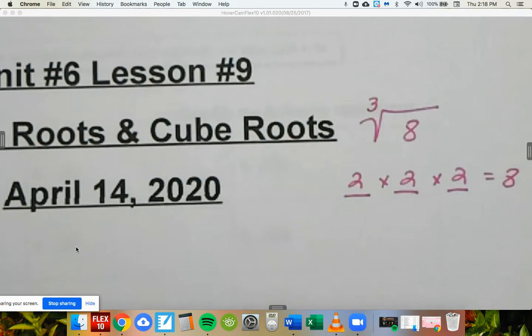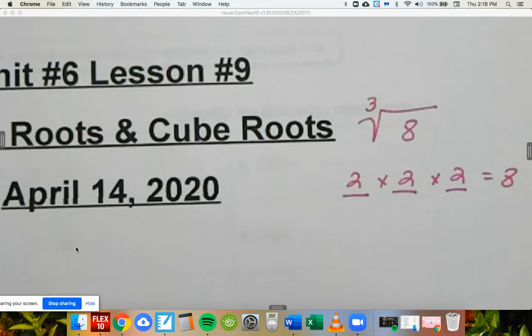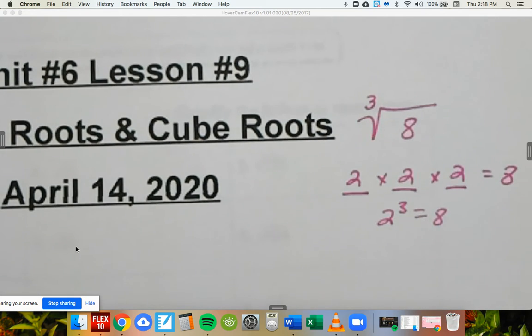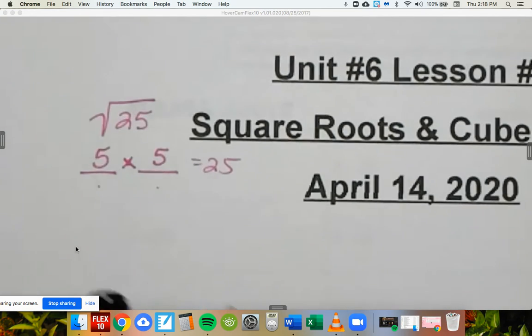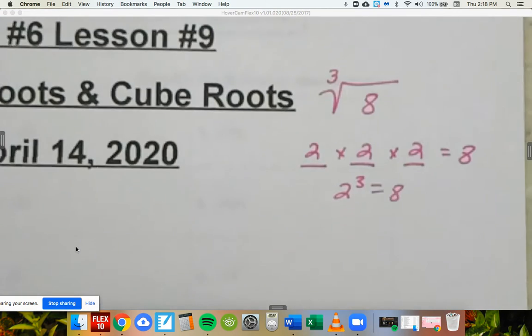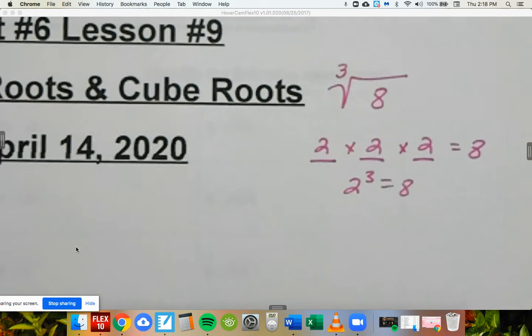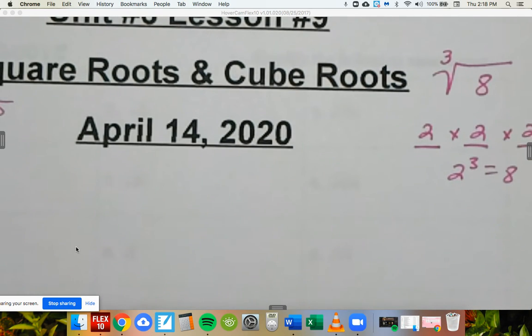Happens to be a 2. 2 times 2 times 2 is 8, right? 2 to the third power is 8. So square roots are when you're looking for 2 of them, and cube roots is when you're looking for 3 of them at the same time. So now let me talk to you a little bit about your calculator.